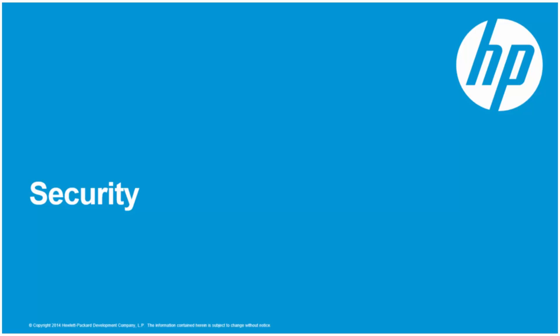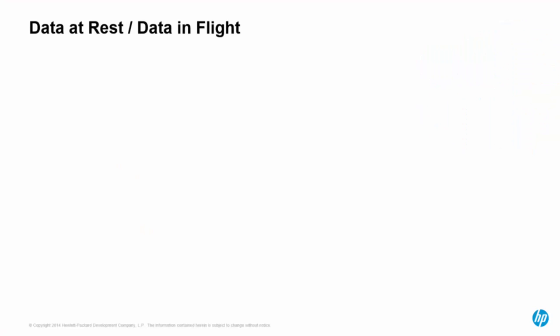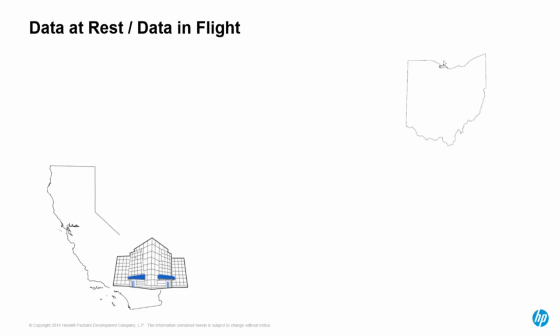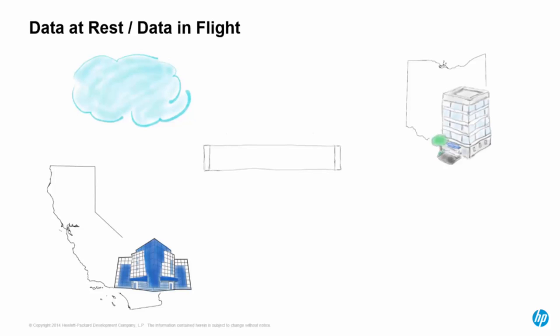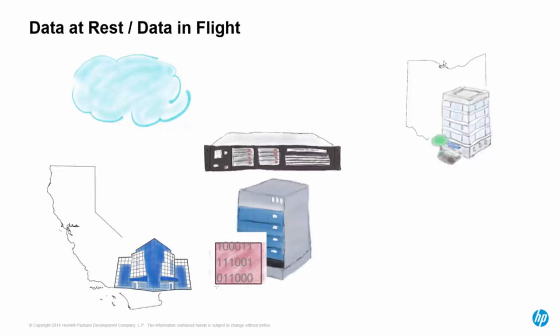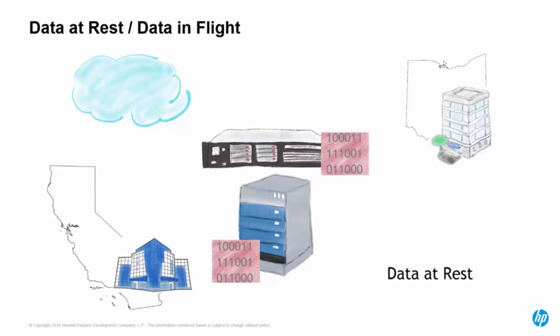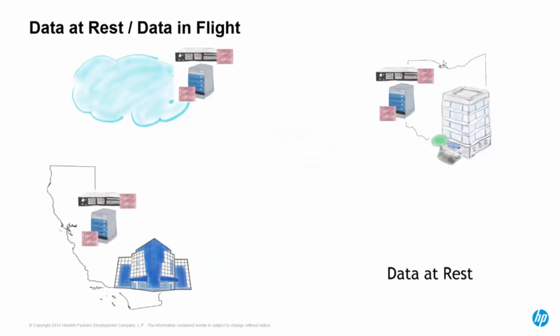All right, let's keep moving here to security. So we're going to talk a little bit about security as it relates to data at rest and data in flight. Here we're drawing a picture of California, a state with a data center in it. You see Ohio in the upper right-hand corner. We're drawing out on the screen the server storage and the data represented in the red boxes there. All of these facilities and the cloud, can't forget that, up in the left.